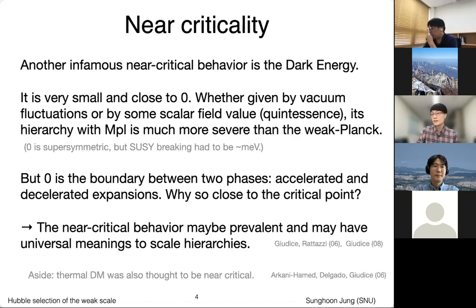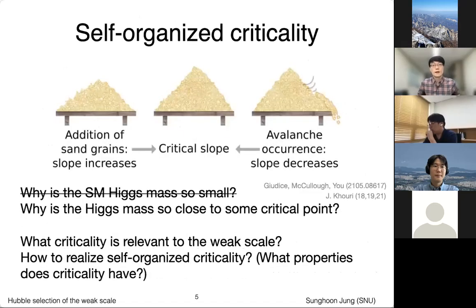All right, so near criticality may be prevalent, and self-organized criticality may be a relevant phenomenon in the standard model. One of the familiar examples of self-organized criticality is sand piling. They always make a critical angle. If you pour more sand, an avalanche occurs and they go back to the critical angle, right? So there is some physics and mechanism that makes the sand pile always sit at the critical angle. That's called self-organized criticality. So the critical point is an attractor point in this kind of setup.